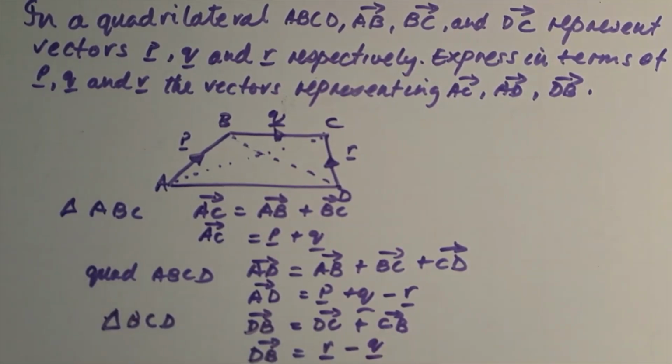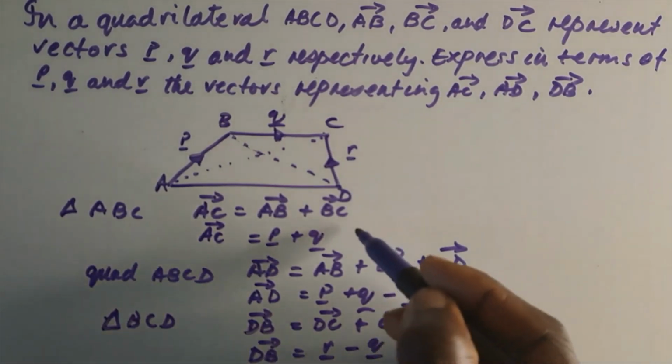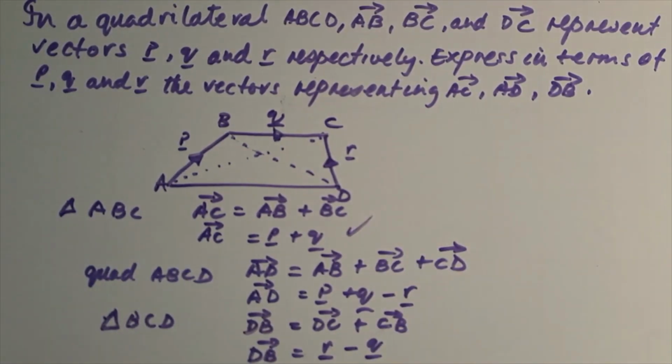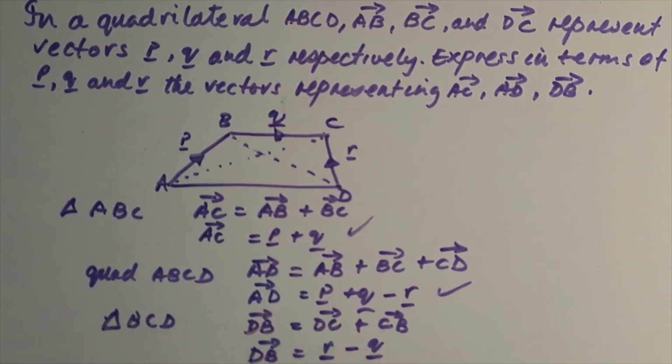So there you have it. We've expressed AC in terms of P and Q, AD in terms of P, Q and R, and finally DB in terms of R and Q. Again, this just makes use of two concepts: the concept of displacement vectors and determining the resultant vector, and using that to determine a way of expressing the displacement vectors in terms of the vectors P, Q and R.